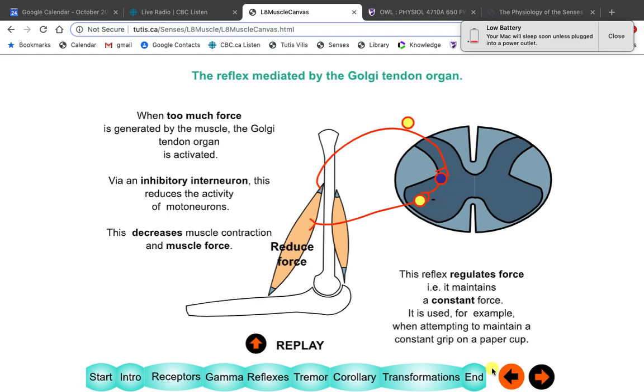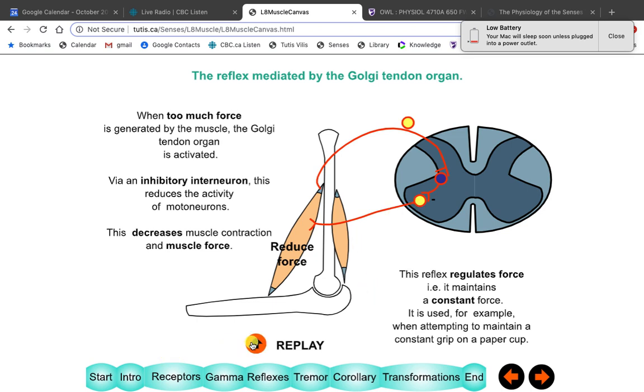What about this one? The afferent coming from your Golgi tendon organ. Okay, you notice that it's going into the spinal cord as well, but it's hitting this other neuron here before hitting the motor neuron here. This other neuron here is given a different color because it's producing an inhibitory influence on the motor neuron.